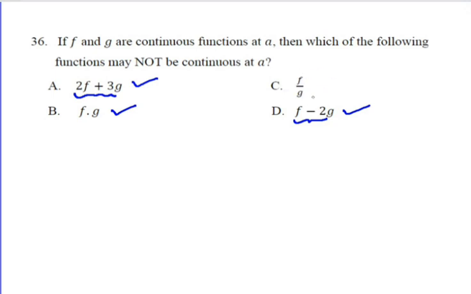But the ratio is not always continuous. For example, take g of x equal to x, and take some arbitrary function f, where both functions are continuous at x equals 0, but their ratio may not be continuous. Therefore, this is not always true, and the wrong statement about f and g is C.